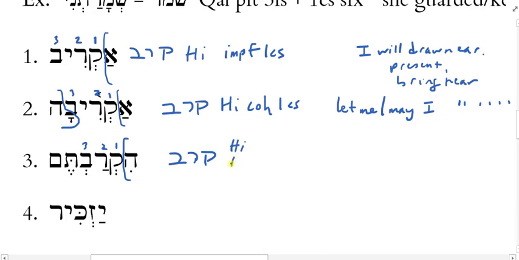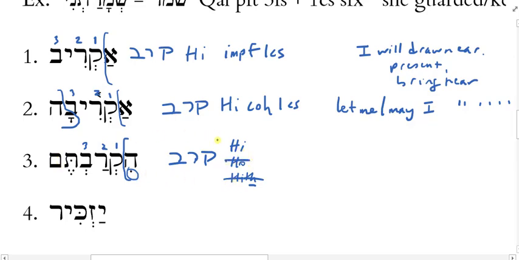Hifil, hofal, hithpael, right? All 3 of those have a prefix hey. Now, if it's a hithpael, what do I need with my hey? I need the tav, right? I got to have the hith. I don't have a hith. I just have a hit. All right, so it's not hithpael. So this vowel, though, will help me know whether it's hifil or hofal, right? Which one is it? Clearly hifil.